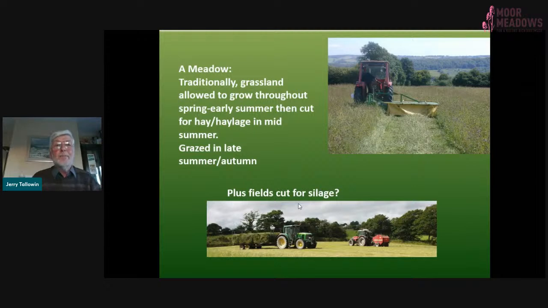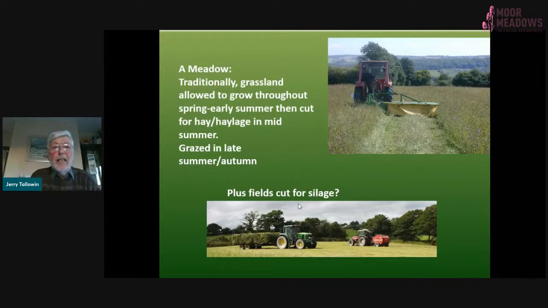So what is a meadow? Well, traditionally, meadows were grasslands that were allowed to grow throughout the spring and early summer and then cut for hay in midsummer, which is generally July through to mid-August. And then they should have been, and they should be, grazed, but in the present day, quite a lot now get cut again. But I recommend, where possible, they should be grazed.